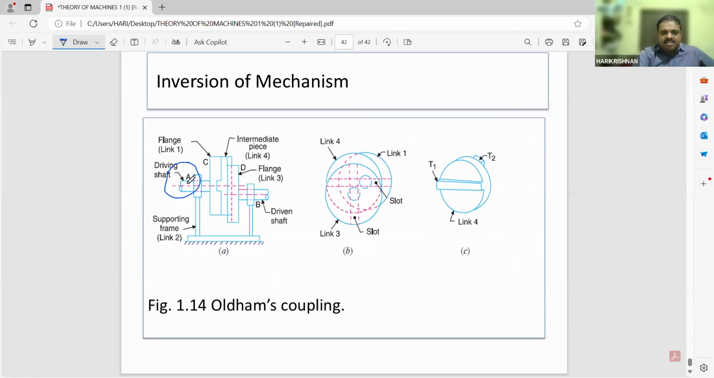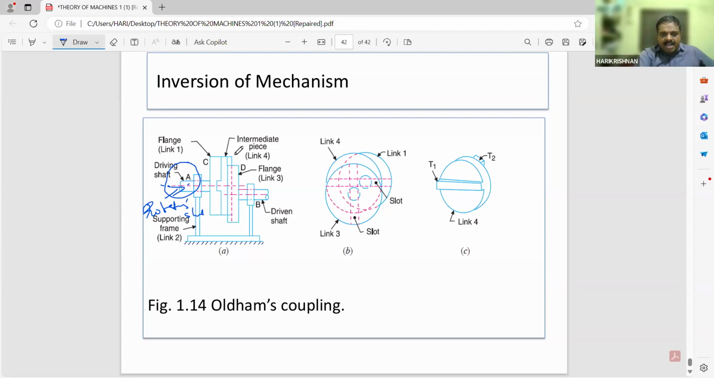So this frame is fixed. This first link is fixed. The frame is fixed to this surface. This is driving shaft A. A is rotating. A is known as the rotating shaft. Okay, so this A will be rotating.